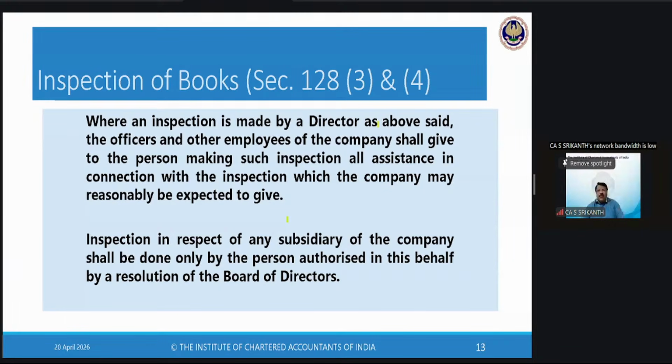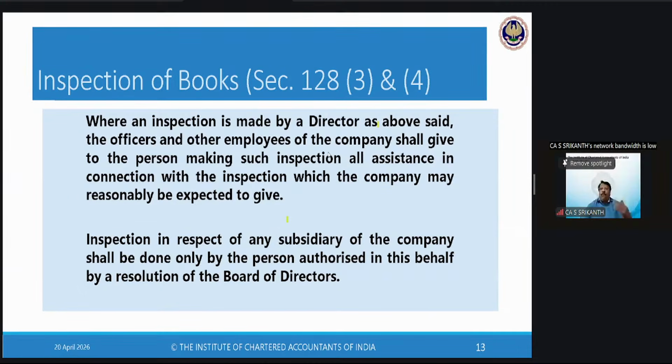In case the proper reply is not given by the other group, there are many powers available. They can go for oppression and mismanagement provisions, at the end of which there could even be insolvency proceedings against this company. So huge. So this is the beginning. If anything concrete is coming out, then they go up to that. We'll come to the next point and then I'll tell you this.